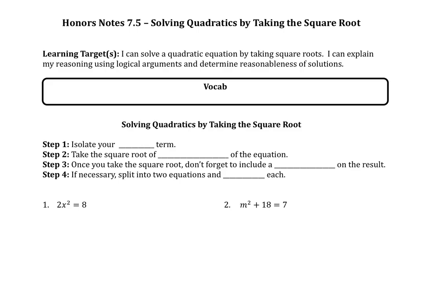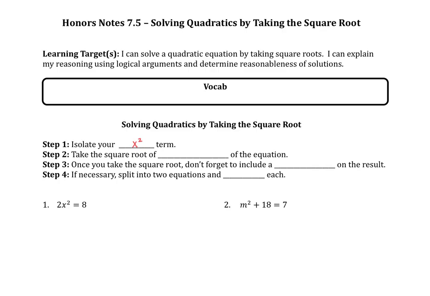Today we're going to be talking about solving quadratics by taking the square root. There is no new vocabulary, so we're going to jump straight into our steps. Step 1 is going to be isolate your x squared term. Now this is different than all the other methods we've talked about. On this one, we actually want to move everything away from the x squared before we do anything.